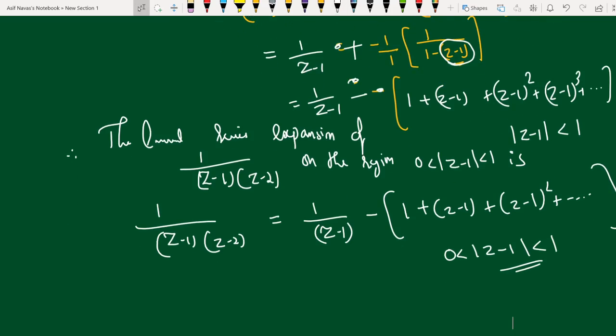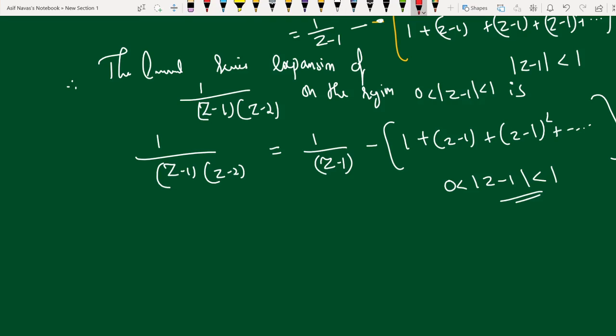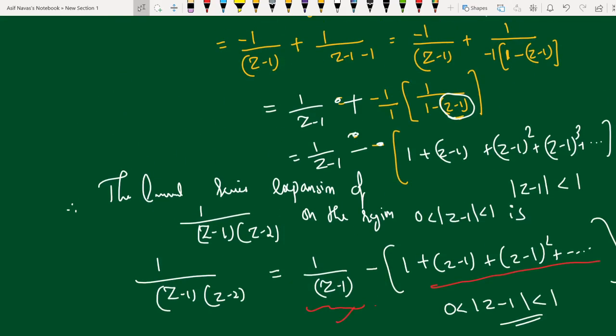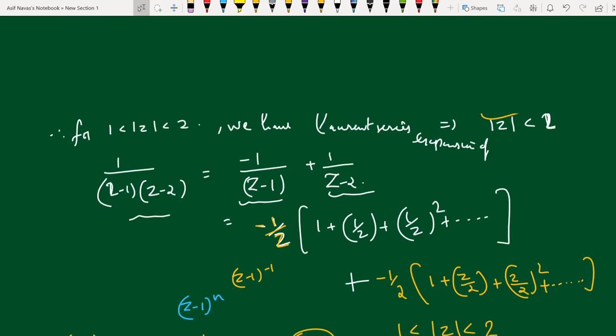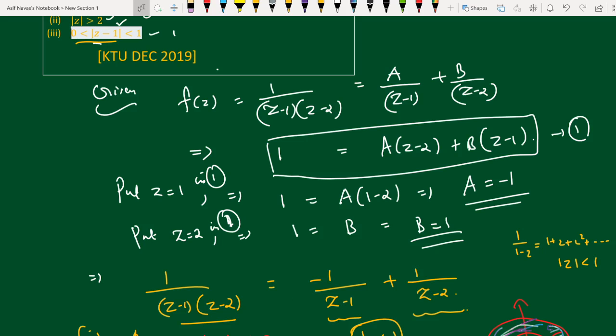Here the principal part is this, only one term, and this is the Taylor series part. Okay. So this is the problem. So we have done two problems regarding this.